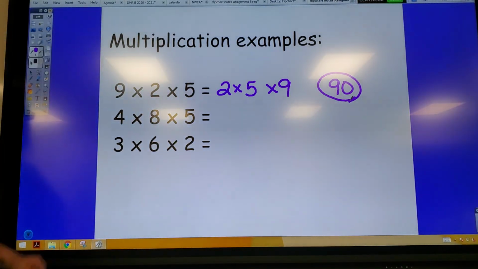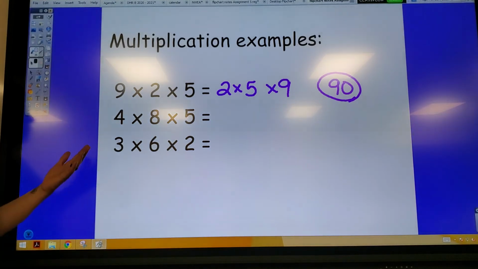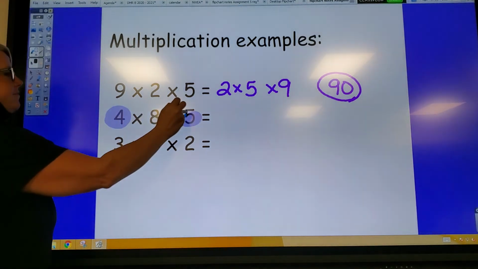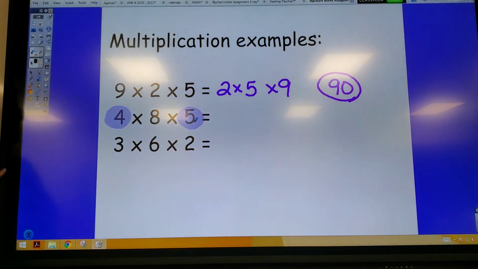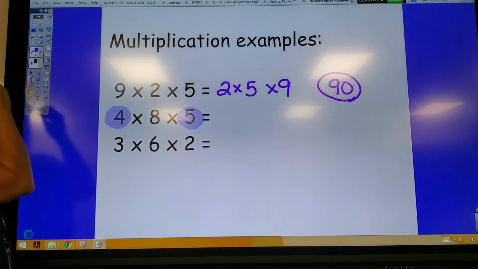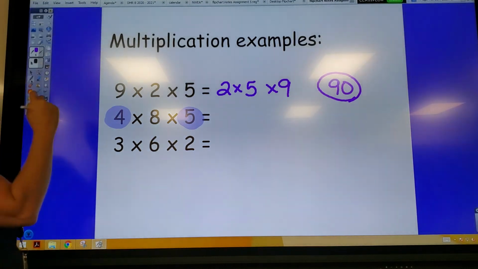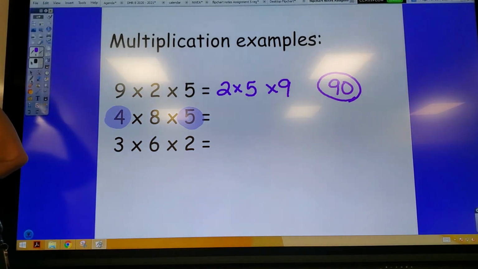In this second example, what would it be easiest to multiply together? 4 and 5. All right, some people said 4 and 5. Other people have said 8 and 5. As long as you're multiplying by 5 and one of the other numbers, it'd be good, right? I'm going to say 4 and 5. That's what I heard most people say at first. So that'd give you 20, and then 20 times 8 is 160.